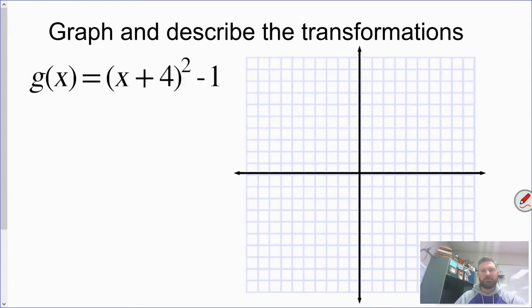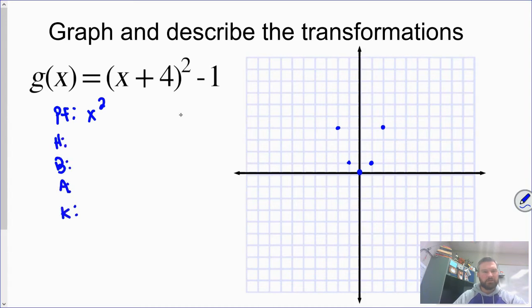So graph and describe the transformation. We've got g of x equals (x plus 4) squared minus 1. So our parent function is x squared, meaning it's that parabola. So (0, 0), (1, 1), (2, 4). And those are enough points for me. I just reflect those over. This is what I'm moving. Then we've got h, b, a, k.